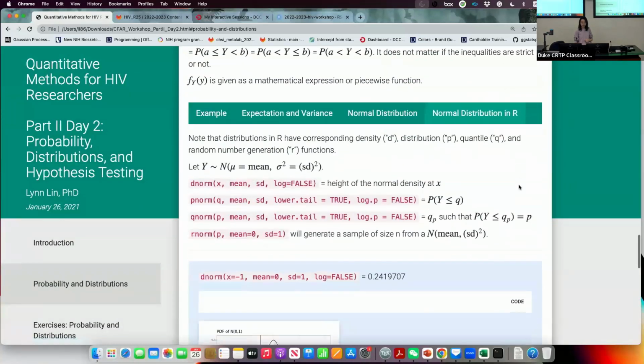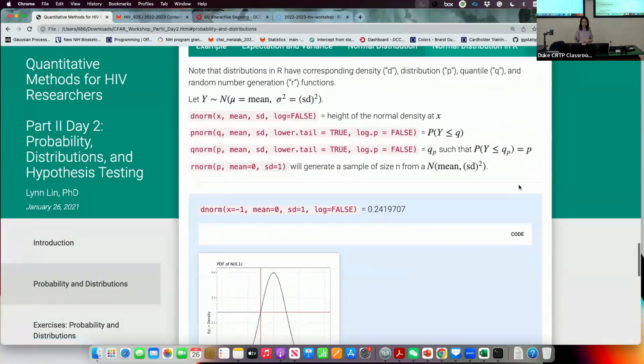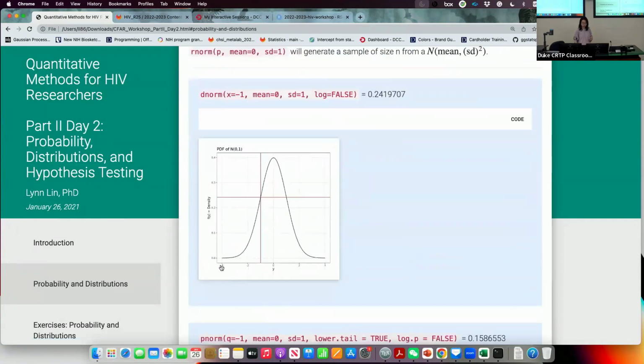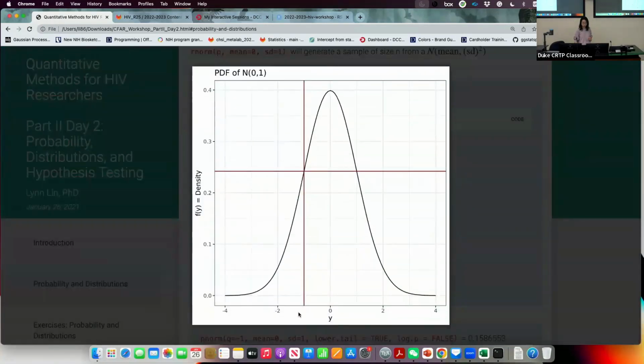Similarly to the binomial distribution, you can also do everything with respect to a normal distribution in R. Again, this gives you the density, the height. Basically, if y equals -1, what's the height on this density plot? You are going to compute it using dnorm.